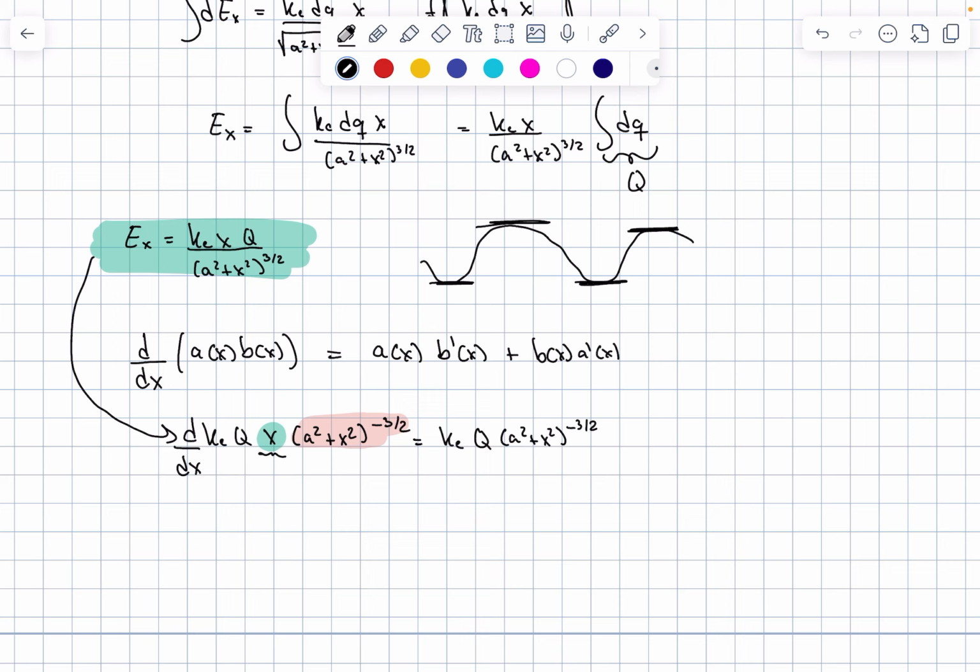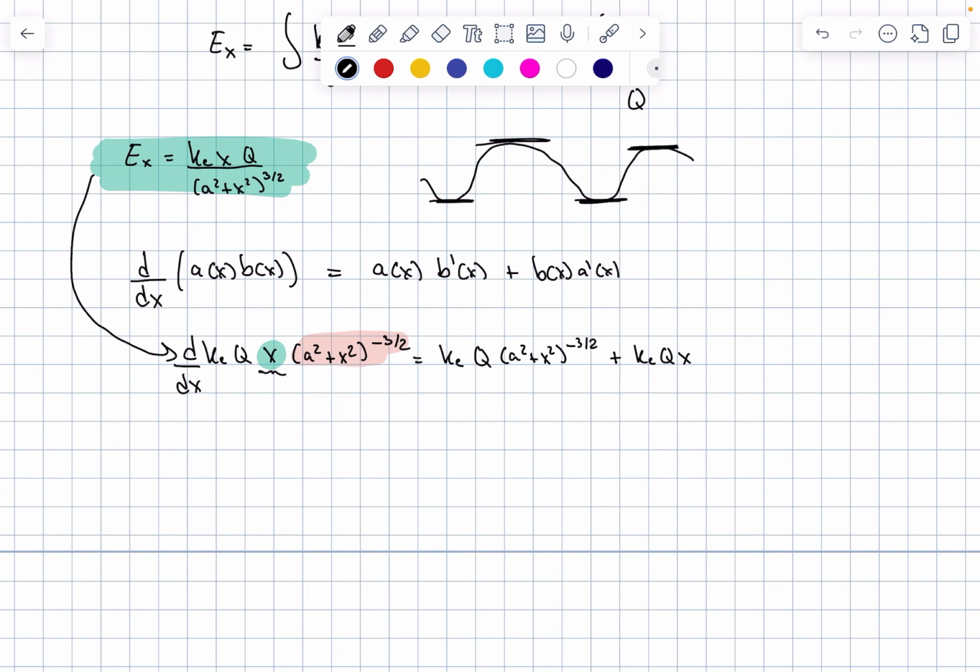We take the derivative of x, which is just 1, plus this time we're going to keep the green one constant, so it's going to be k_e Q x, and then we take the derivative of the other one, so that's going to be negative 3/2 (a squared plus x squared) to the power of negative 5/2, times, we then have to take the inner one too, 2x. Okay, and this is equal to 0.